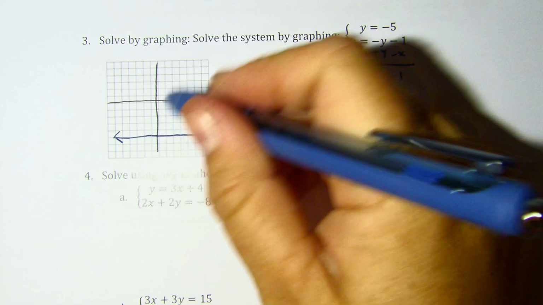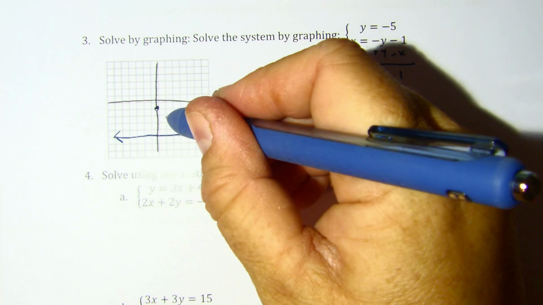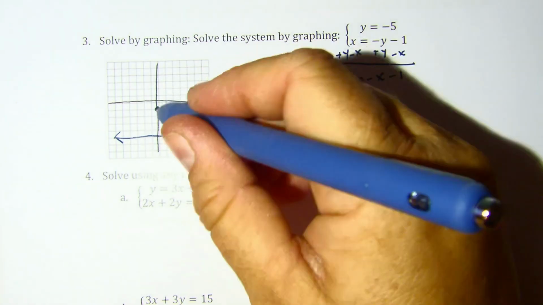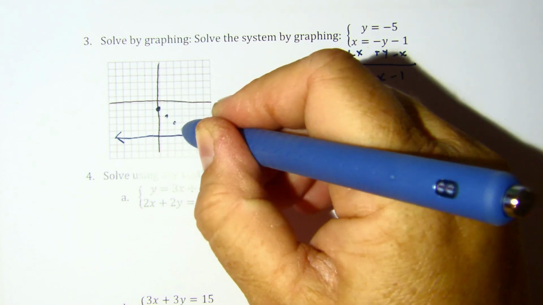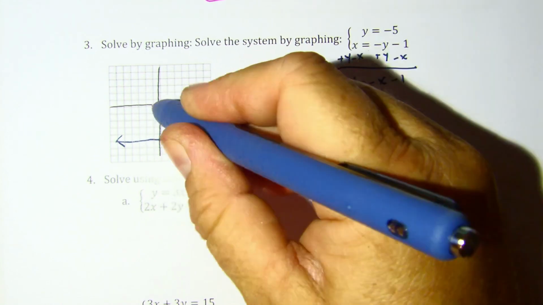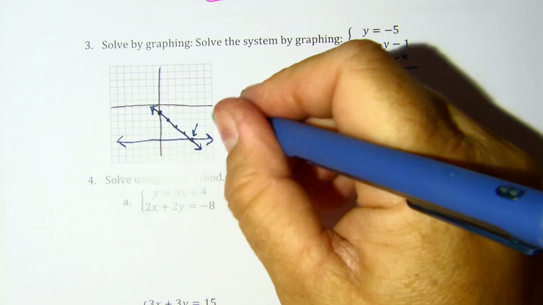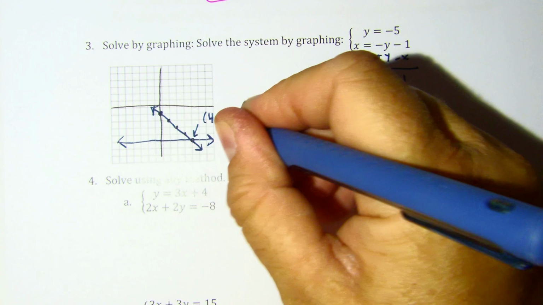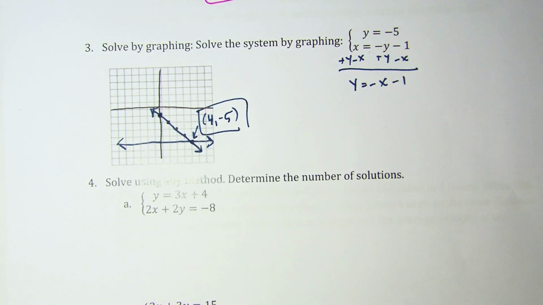My y-intercept is negative 1, and my slope is negative 1. So I can go down 1 and over 1, or I can go up 1 and over 1 that way. Either way, I should have a negative slope, and it should be of 1. So I'm going to do this until I hit the other line. And now I can see exactly where these two lines intersect at this point right here, which is, let's see, 4, negative 5. So that's where these two lines intersect.